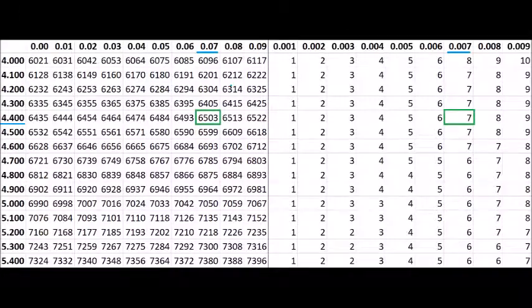6510 is not on the table. However, it equals 6503 plus 7. These are boxed in green. The numbers underlined in blue correspond to 4.477.